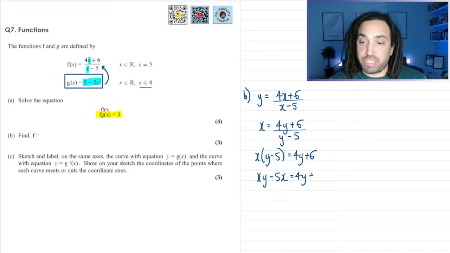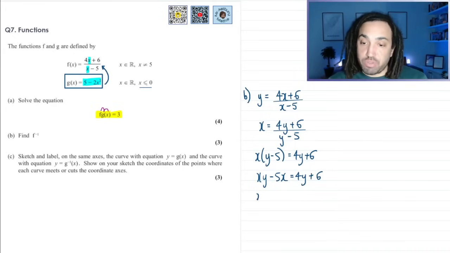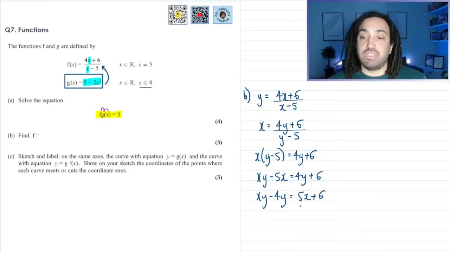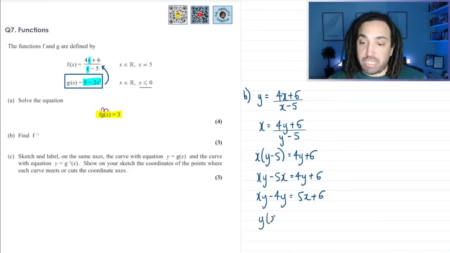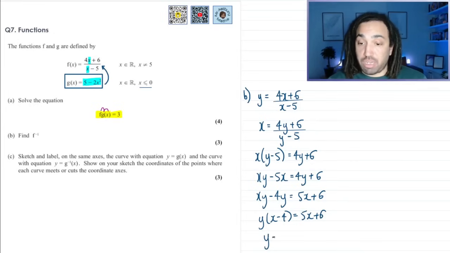So hopefully you should be familiar with this technique from GCSE. And then we're going to move all the y terms to one side and move all the non-y terms to the other side. Then we're going to factorise out a y. And then finally we're going to divide through. So we get y is equal to 5x plus 6 over x minus 4.